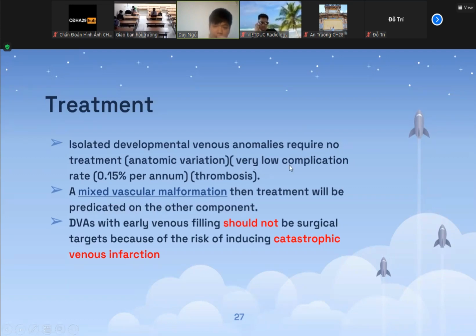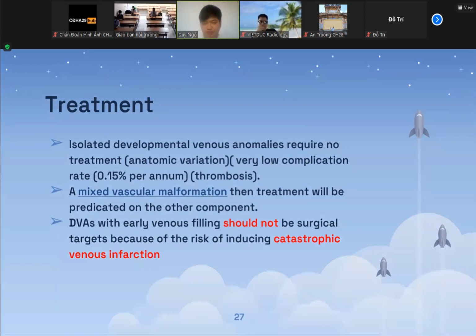And it has a very low complication rate, just 0.15% per annum. Most often in isolated DVA, the complication is the presence of venous thrombosis. For a mixed vascular malformation, treatment will be predicated on the other component. And DVA with early venous filling should not be a surgical target because of the very high risk of inducing catastrophic venous infarction.